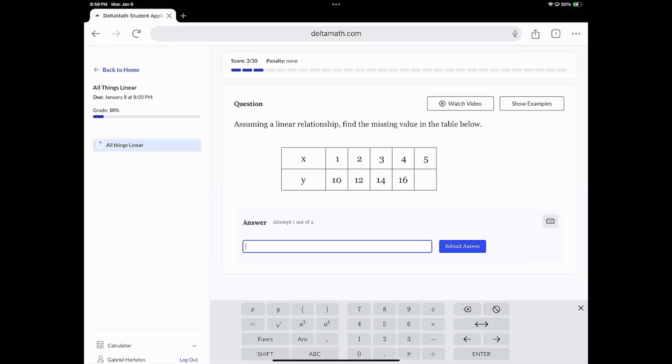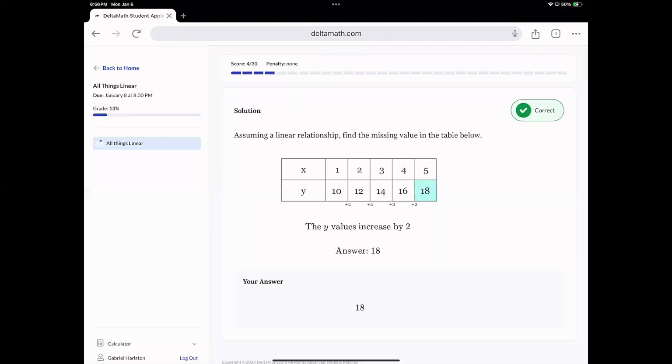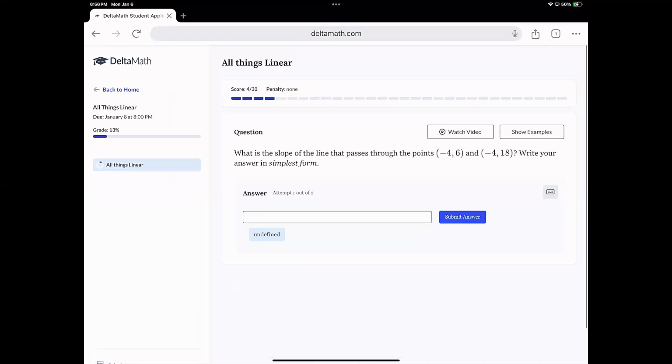We're going to go here, do 18, submit it. Yes. Let's see, where are we? Okay. So this one is kind of a tricky one. I'm going to use some graph paper to kind of show you what we need to do.